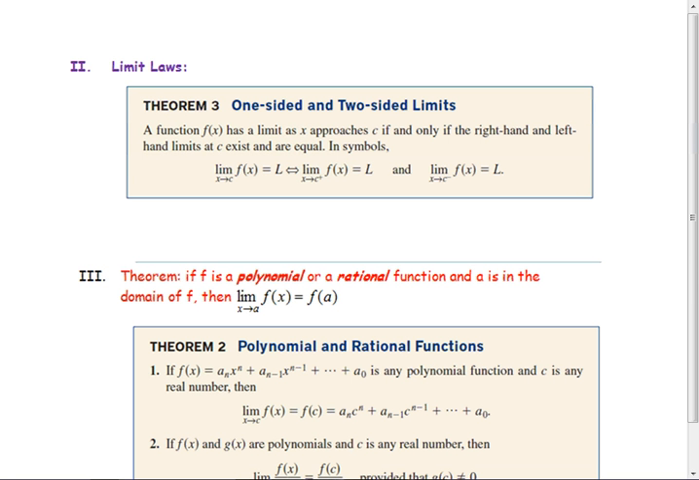Okay? Remember one-sided limits? Good. Thank you for saying that. All you're looking at is the limit from one side. So x approaches c from the right of f of x. This is a right-hand limit.